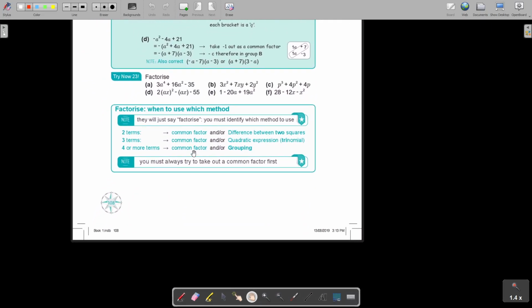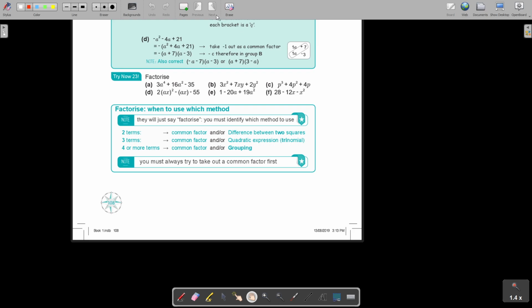But I want to show you this summary. So factorize, when to use which one. If it's 2 terms, you will try for a common factor or the difference between 2 squares, or and. If it's 3 terms, a common factor and or a quadratic expression, trinomial. But if it's 4 or more terms, a common factor and or grouping. Now, if you remember the question paper, it was 4 terms. So I can try a common factor to see, but usually it's part of grouping. But I will go to grouping.